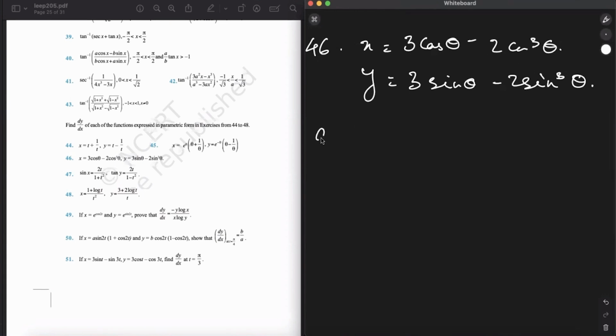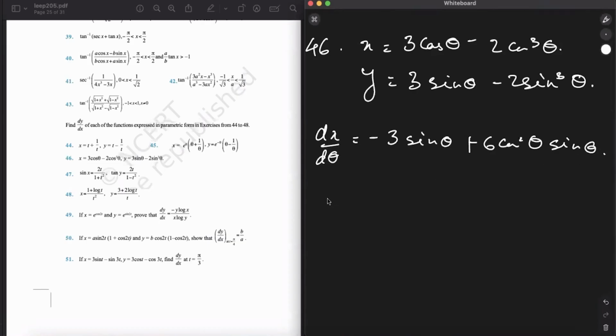So first of all, let's find dx upon d theta. Differentiating it, I'll be left with minus 3 sin theta minus 6 cos square theta times the derivative of cos theta, which is minus sin theta. So it will come out to be plus 6 cos square theta sin theta.